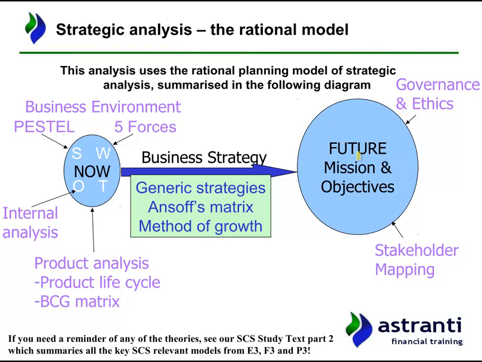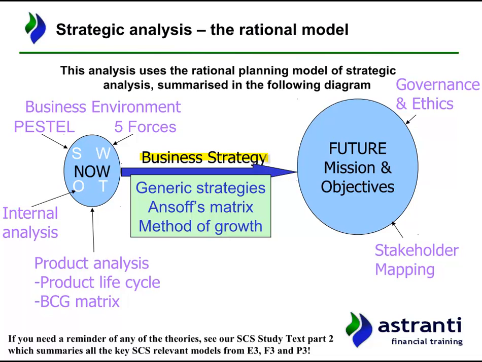We're going to start off by taking a look at the future: the mission, the objectives, governance and ethics and the stakeholders, to decide where we want to take this business in the future. We'll then take a step back to say, where is the business now? We'll look at the business environment, do PESTEL and 5 forces. We'll do product life cycle and BCG matrix and some other analysis of the business. And we'll pull all that together in a SWOT analysis so we know the current position of the business. So we know where we are now, then we know where we want to be in the future, and then we can define our business strategy to move the business forward.